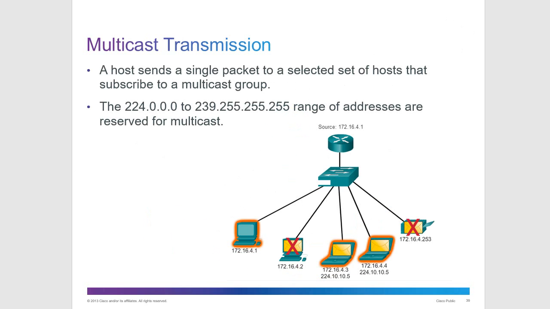So for a multicast, you just want to know the range that's associated with multicast transmissions. Some computers or devices on your network need to have subscribed to that multicast group, and based on that group's IP, you will send out your packet, and just devices in that group will get it.